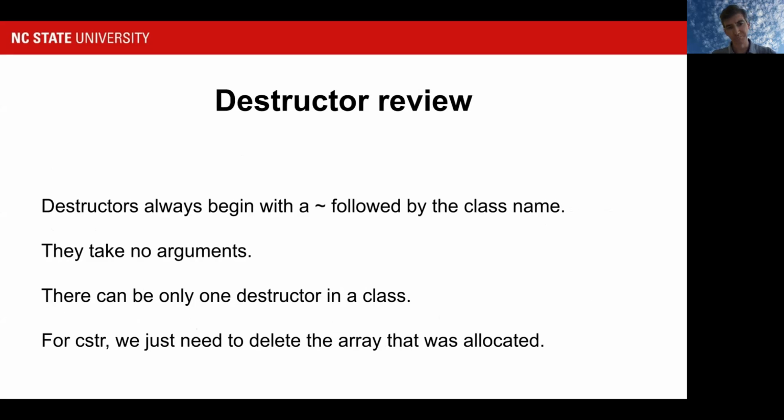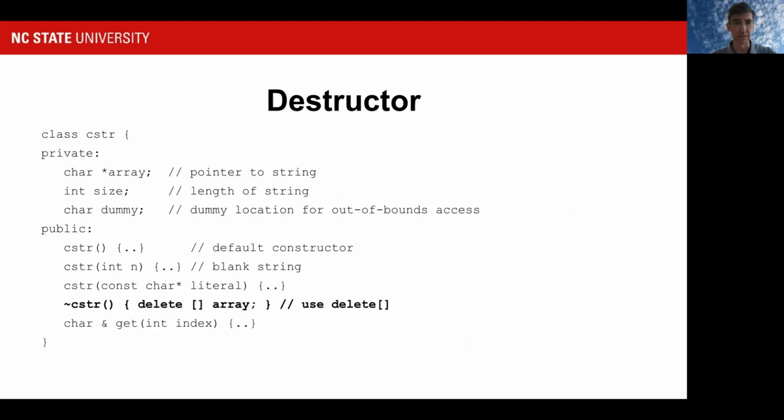So just as a reminder, a destructor always begins with the tilde followed by the class name. It takes no arguments. There can only be one in a class. And for C string, we just need it to delete the array that it allocated. That's really all it has to do.